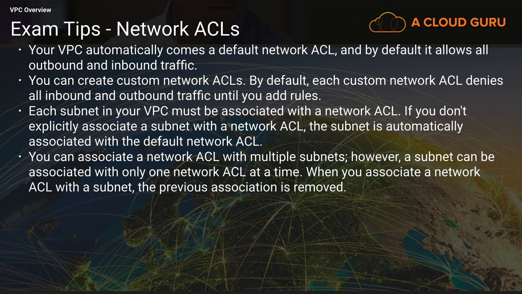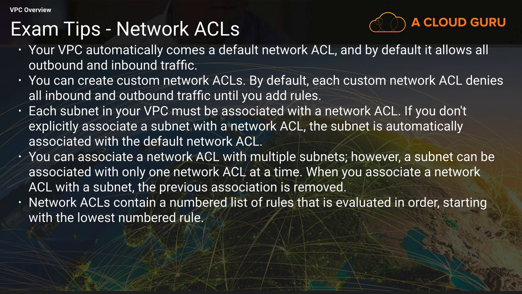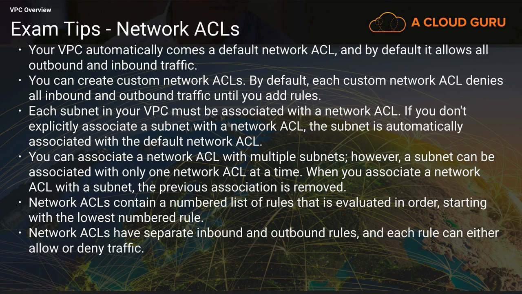However, vice versa, you can't have a subnet that's associated with multiple network access control lists. It can only be associated with one. When you associate a network access control list with a subnet, the previous association will be removed. Network access control lists contain a numbered list of rules, and they're evaluated in order, starting with the lowest numbered rule first. So if you get a scenario-based question on your exam with a bunch of different NACLs and you have to say how the traffic is going to work, start with the lowest rule first and then work your way up.